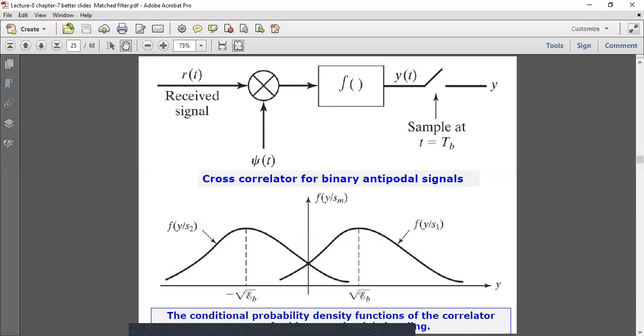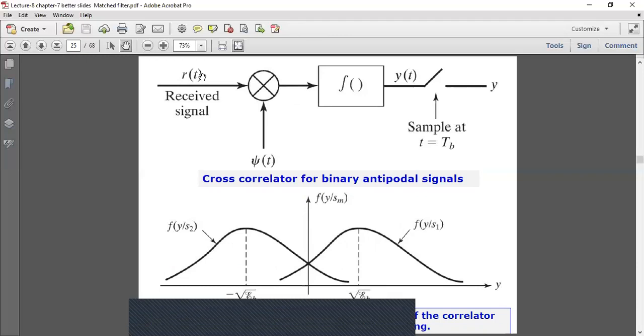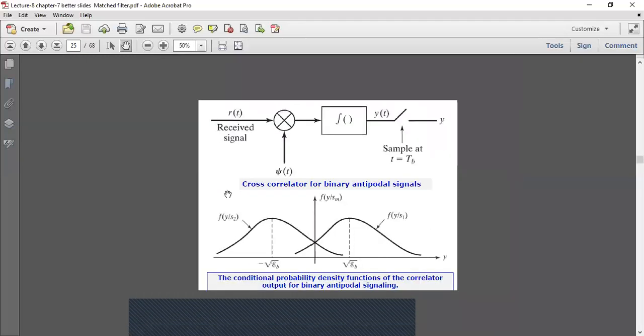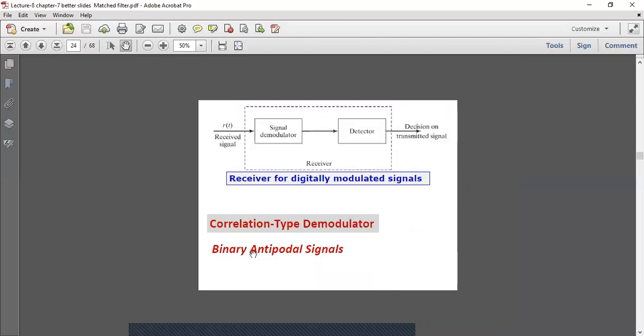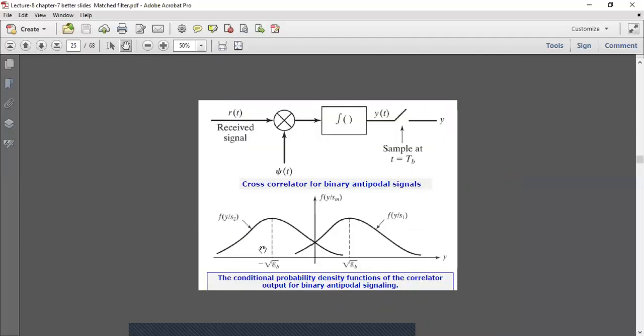And then we have these conditional probability density functions for the correlator. This is the conditional probability density function of the correlator output for binary antipodal signals, which we have already discussed. Bit 0 is transmitted in this region and bit 1 in this region, and these are the conditional probability density functions. This is the region that differentiates between the two. These are the two antipodal signals with amplitudes plus square root of Eb and minus square root of Eb.